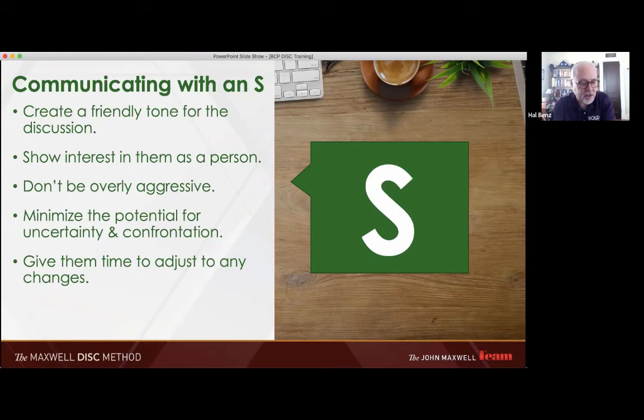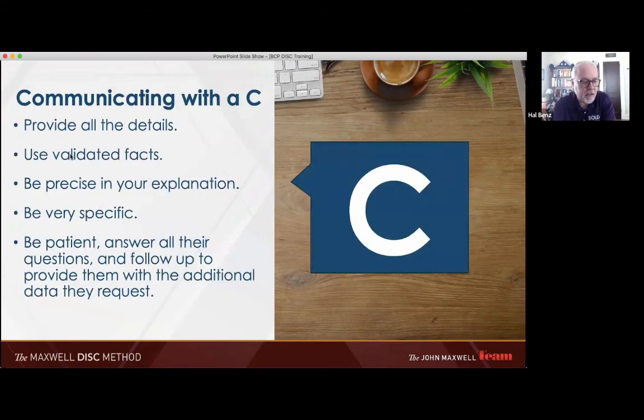And it compromises your relationship, right? Communicating with the high C's, provide lots of details. Provide lots and lots of details, because they're going to ask you for them. And they're going to challenge you on them. Where did you get that stat, right? I don't believe that stat.